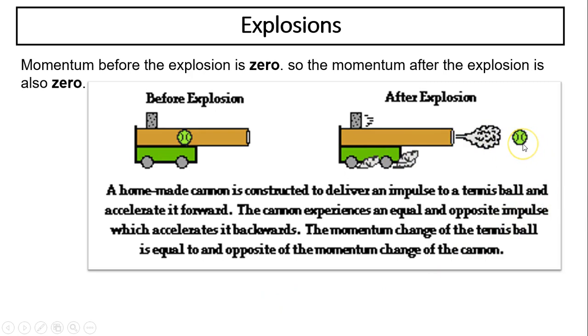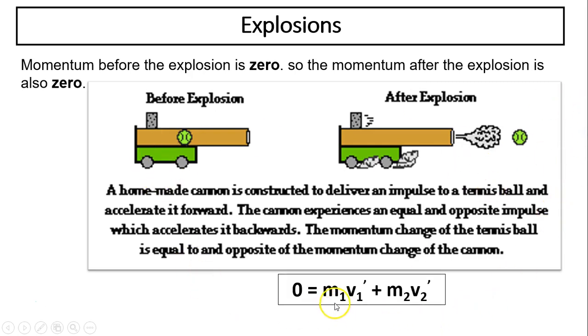If the ball has a momentum of positive 5, then the cannon has to have negative 5. If the ball has positive 50, then the cannon has to be negative 50, because the total momentum of the cannon and the tennis ball added together has to be 0, because total before is 0. So here is conservation of momentum, P before equals P after. P before is 0, so after has to be 0. We can use this equation to solve for one of the velocities. If we know one velocity, we can solve for the other velocity.